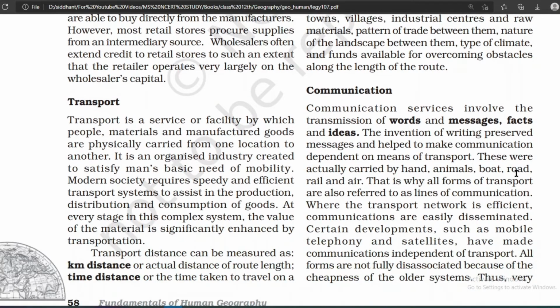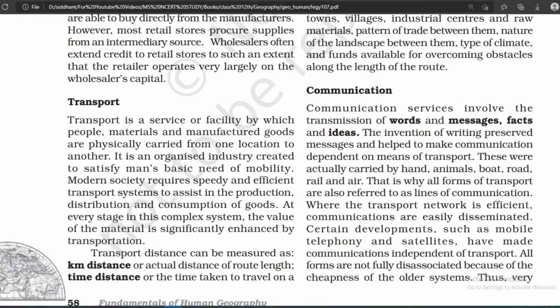Communication. Communication services involve the transmission of words and messages, facts and ideas. The invention of writing preserved messages and helped to make communication dependent on means of transport. These were actually carried by hand, animal, boat, road, rail and air. That is why all forms of transport are also referred to as lines of communication. Where the transport network is efficient, communication is easily disseminated.